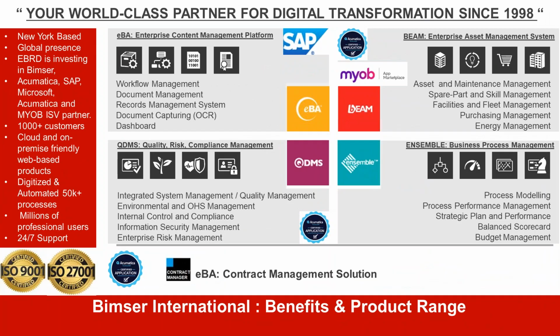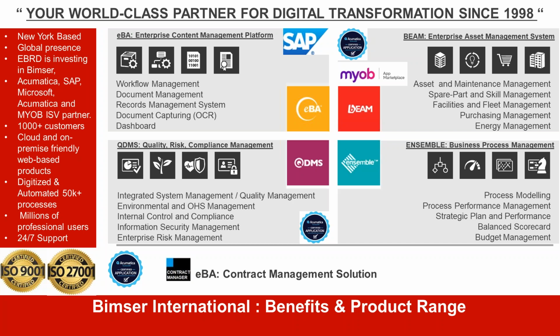When we look at our product range as a whole, since 1998, we have developed these 4 products. EBA is our enterprise content management platform. It has a powerful workflow engine supported by document, record, and capture modules. We have BIM as an asset maintenance, fleet, and energy management software. It helps companies manage their equipment, machinery, buildings, facilities, fleet, and so on, for improving the lifetime value of assets, as well as managing maintenance operations, as in periodic, preventive, and predictive maintenance.